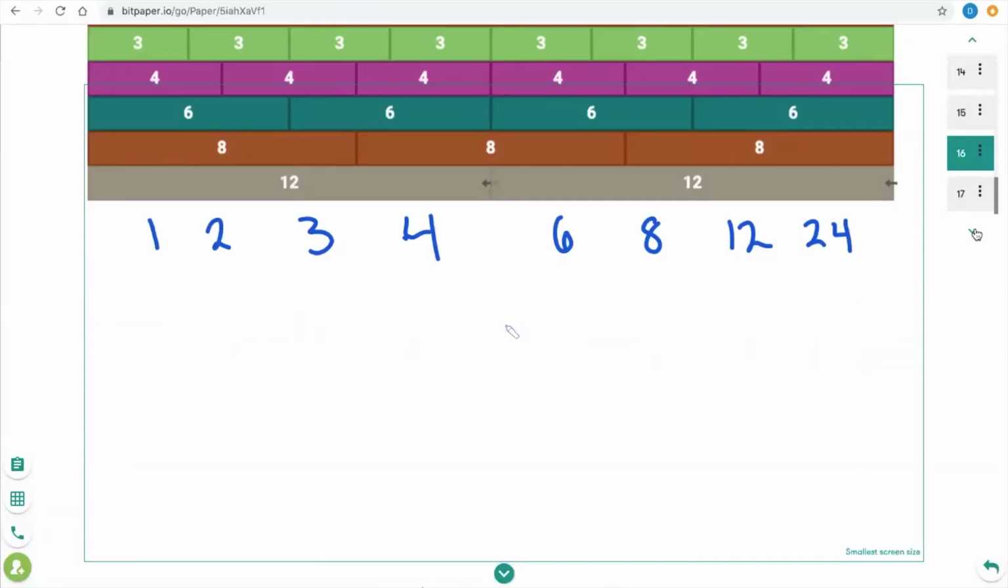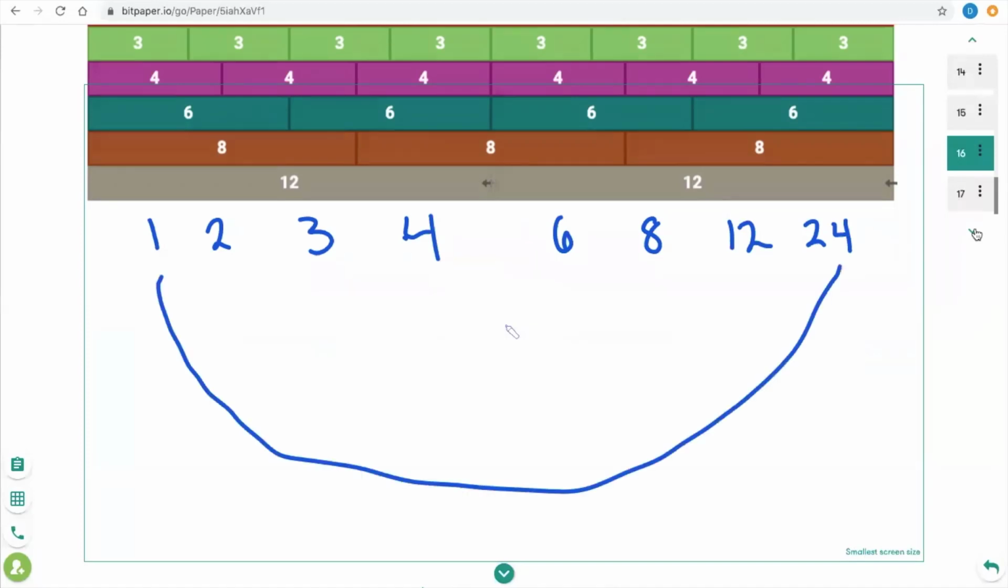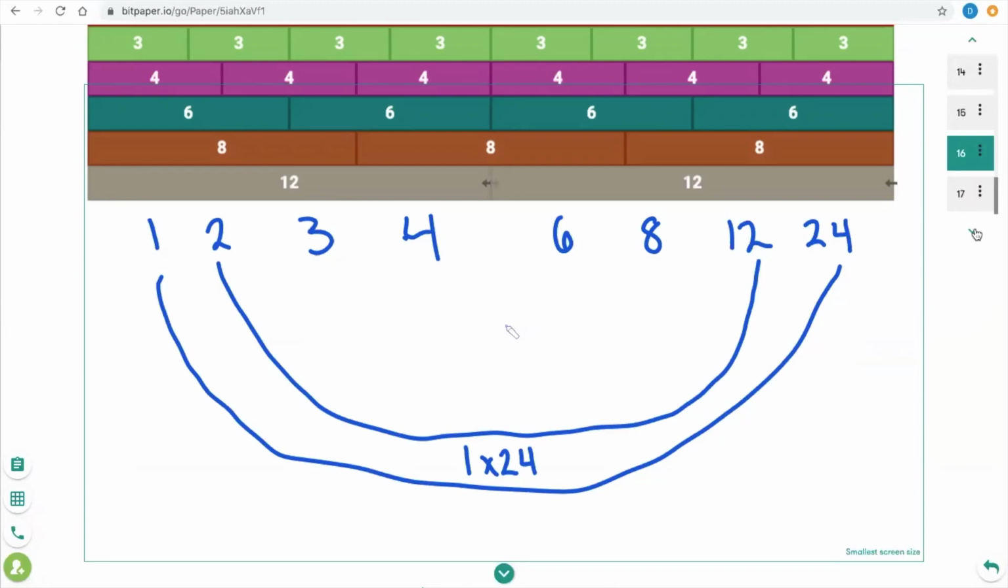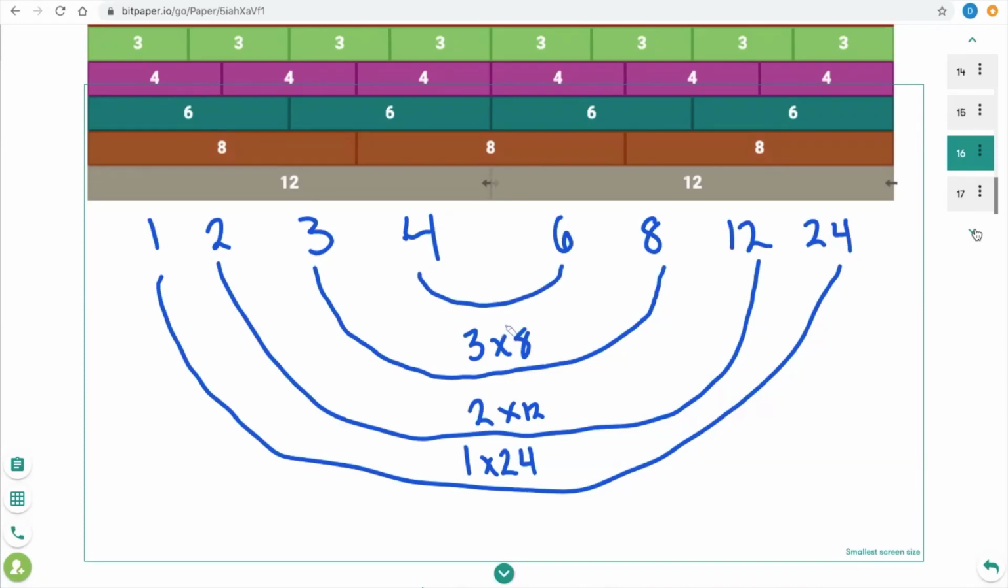We have 1 and 24 that we can connect, which is 1 times 24. We have 2 and 12, which is 2 times 12, also 24. 3 and 8 are factors of 24 with 3 times 8. And then we have 4 and 6. So 4 by 6. So we know we're done because we've completed all of the numbers before we started repeating.